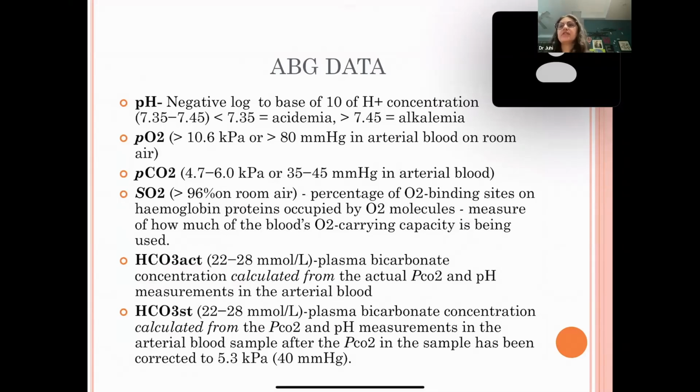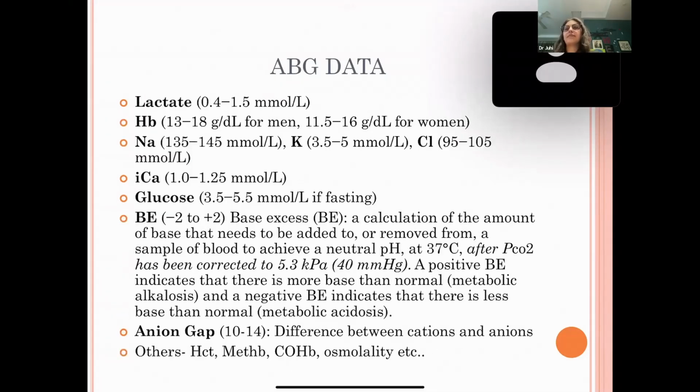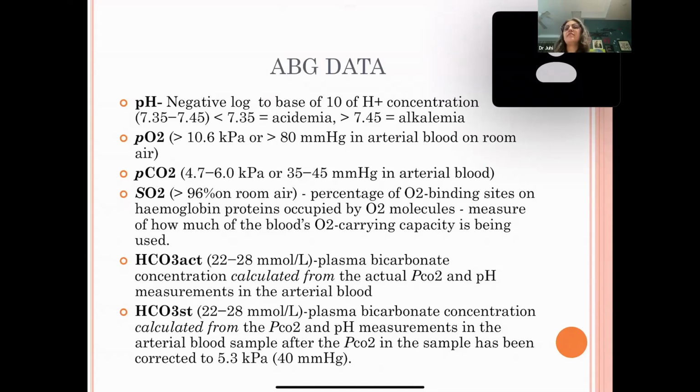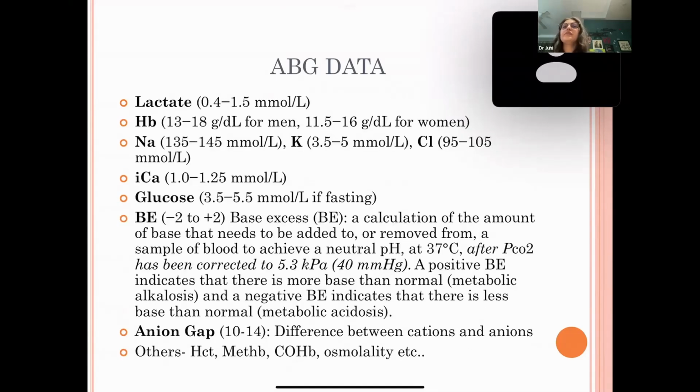So what all data can you find when you take an ABG? You'll see a pH level, a PO2 level, a PCO2 level, and a SO2 level, which suggests the percentage of binding capacity in the blood for oxygen. Then you have two values of bicarbonate, one is the actual and one is the standard. Actual is the calculated one, and standard is the measurement which is calibrated against the CO2 corrected to 5.3 kilopascals. So for calculation, we take the standard bicarb value.